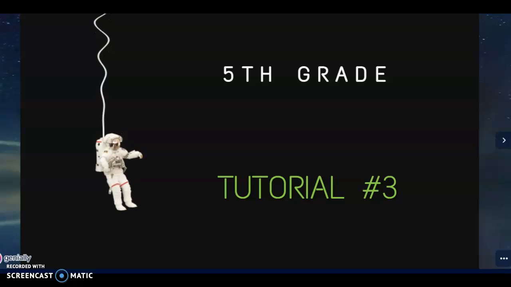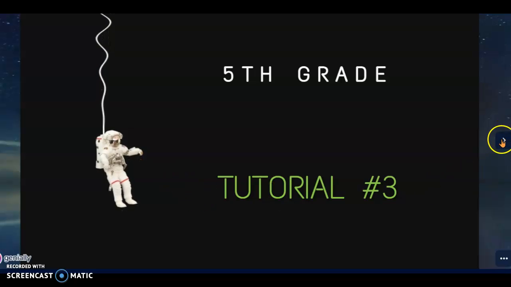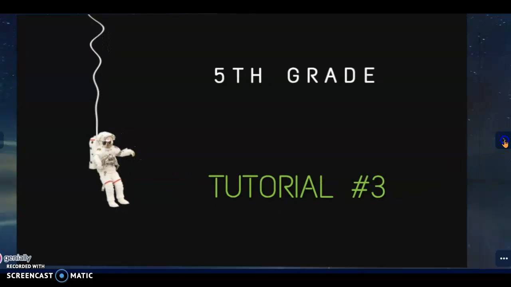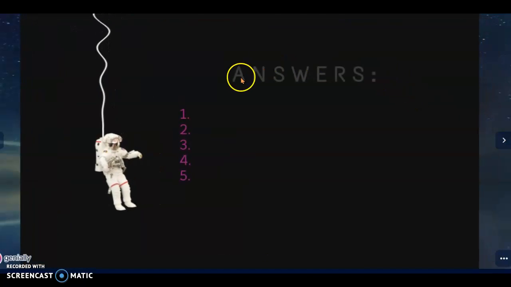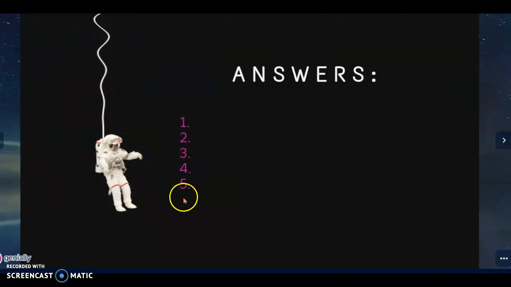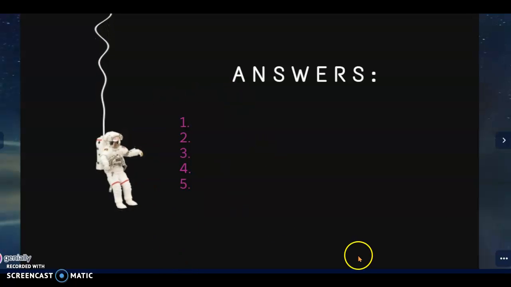Today we're going to practice a little bit of grammar and vocabulary. So take out your notebook and write the title, tutorial number 3. Also write the word answers and number from 1 to 5. We're going to have more than 5, okay? And leave the space for you to answer the exercises.